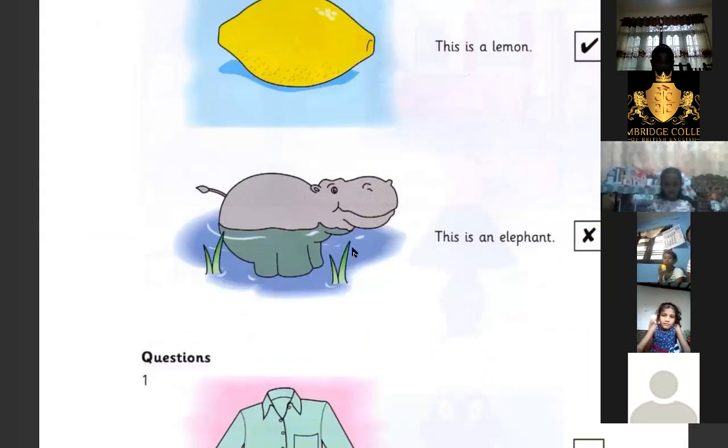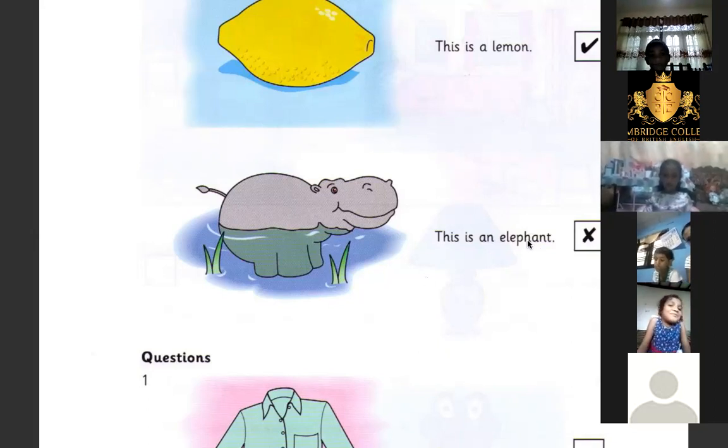So, the second example. This is an elephant. So I'm reading this, and you also can read it with me. This is an elephant. Okay, this is an elephant.